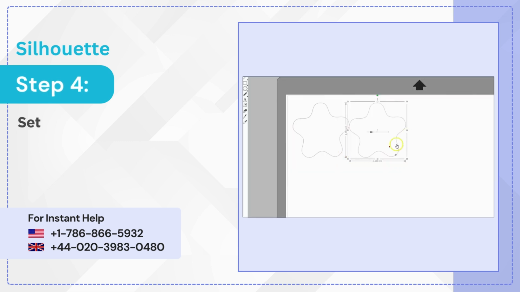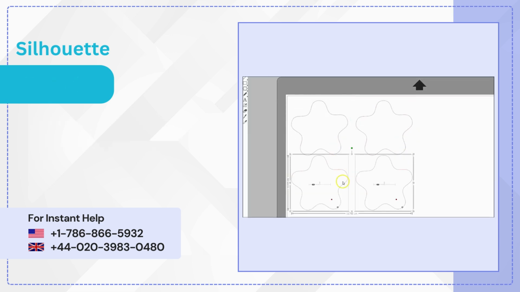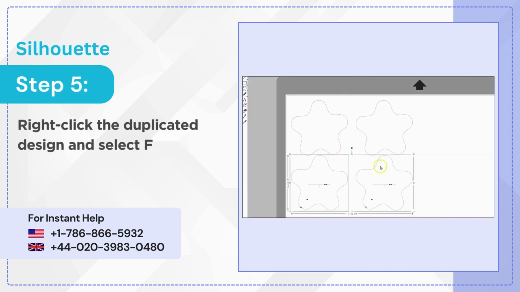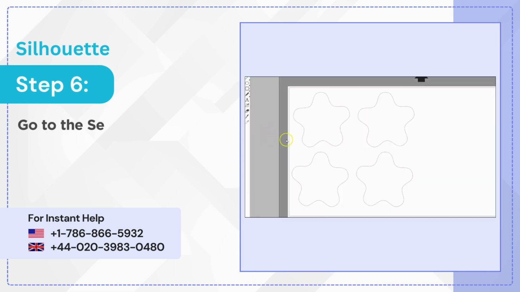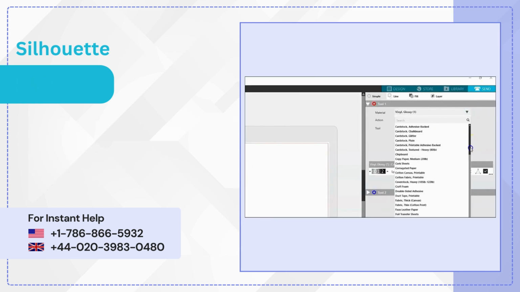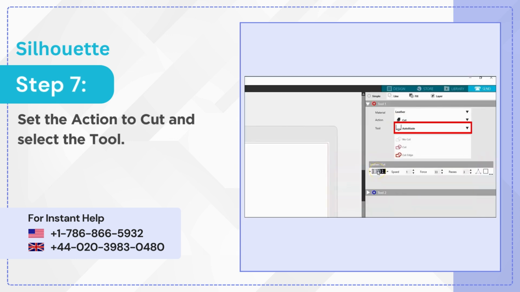Step 4. Set them side by side, select both and duplicate them. Step 5. Right-click the duplicated design and select Flip horizontally. Step 6. Go to the Send tab, click the Material drop-down and select Leather. Step 7. Set the action to cut and select the tool.